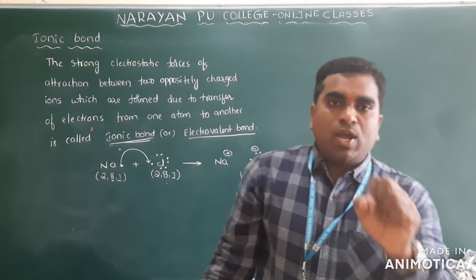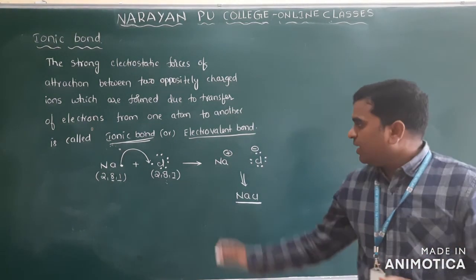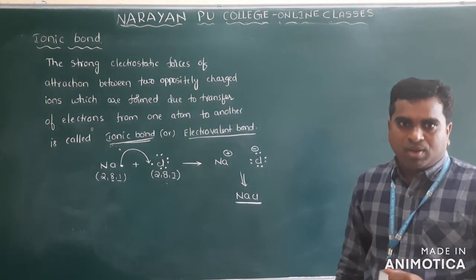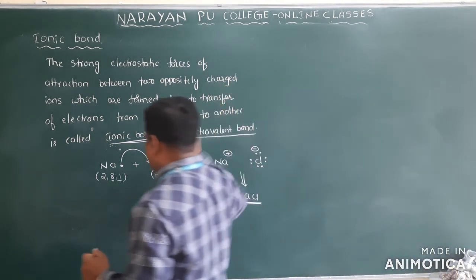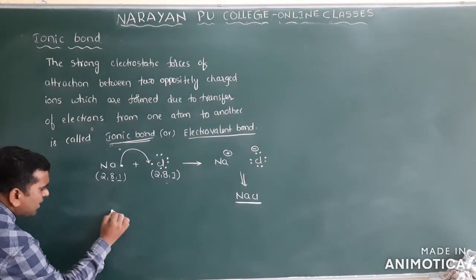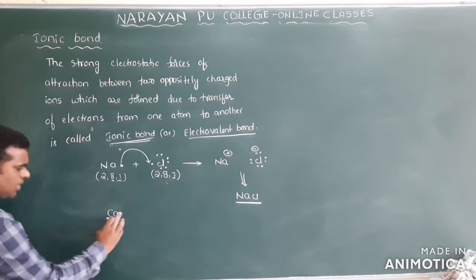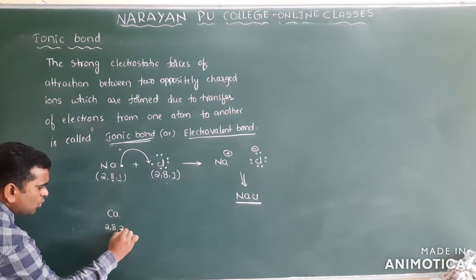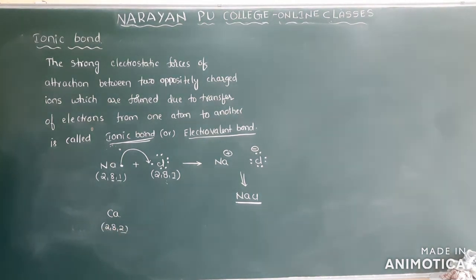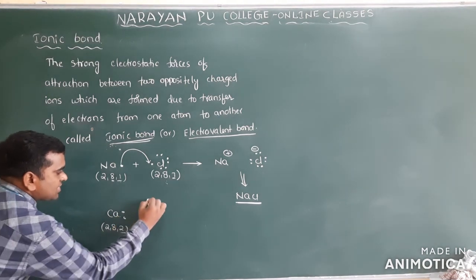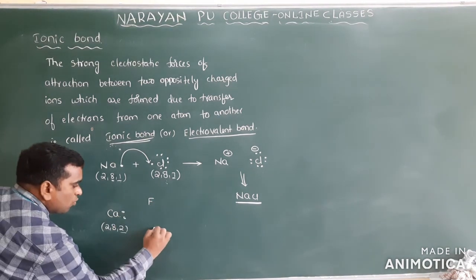There is an ionic bond. Clear? That is one best example. And the second one: if I take CaF, calcium, 2, 8, 2. How many valence electrons are there? 2. So that's why I will write here 2 valence electrons. I will write here 2 fluorine atoms.